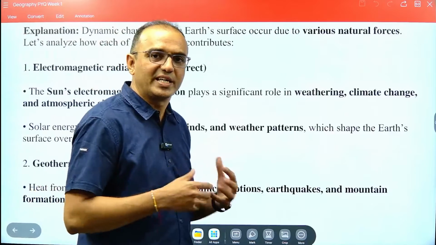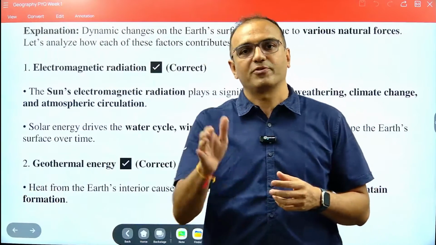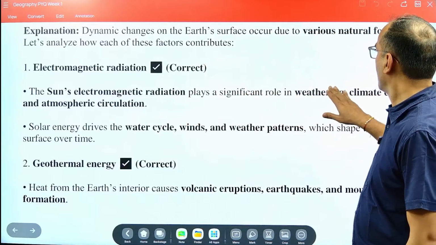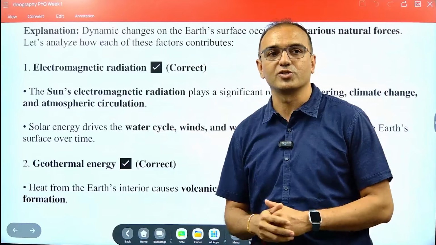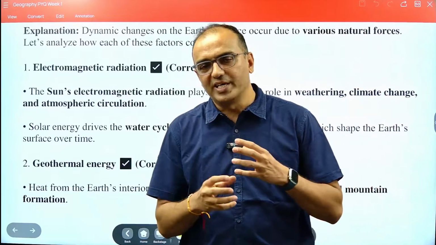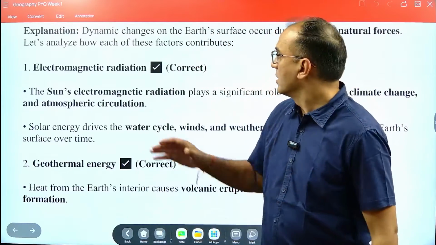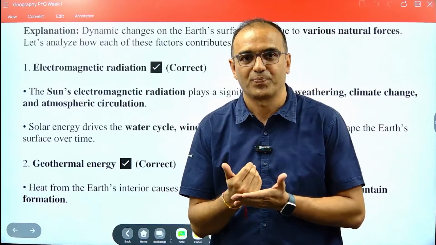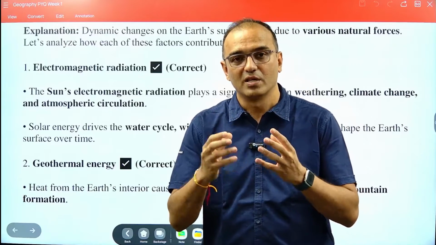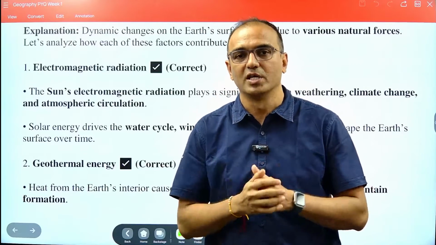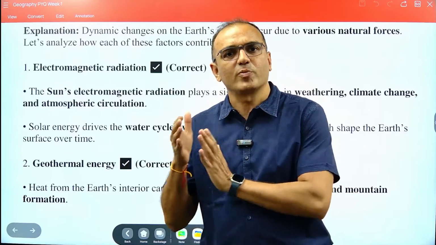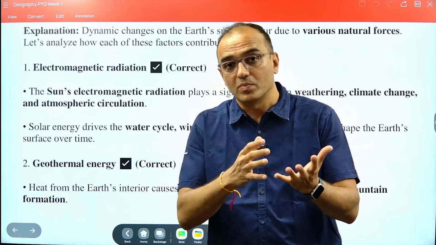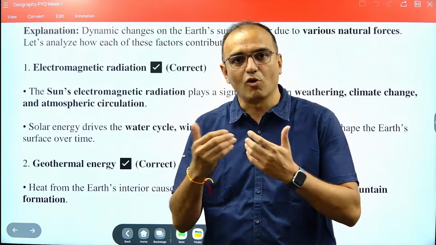Does electromagnetic radiation shape the surface of the earth or landforms? Sun's electromagnetic radiation plays a significant role in weathering, climate change and atmospheric circulation. See, this electromagnetic radiation from the sun, right? So what does it mean? Insolation, basically the sunlight that is coming. This sunlight or the waves coming from the sun to the earth, solar waves, these waves is electromagnetic radiation. Now these result into temperature, pressure, winds, all these different changes.